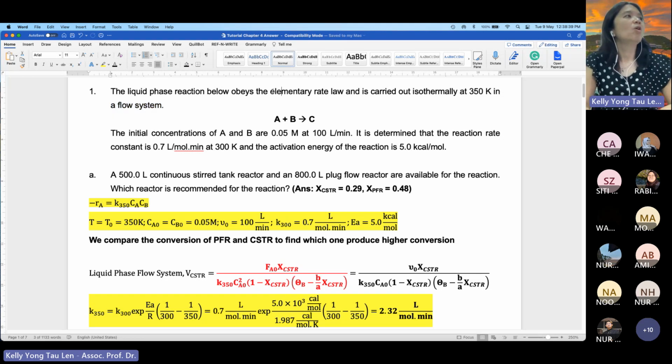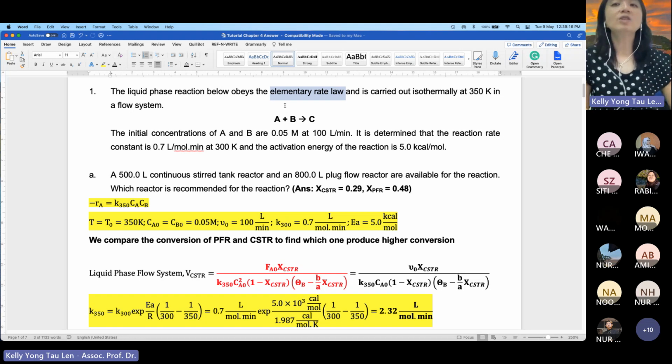Okay, next it says obeys elementary rate law. So we come back to chapter 2 when we learned about rate law. You know rate law can be elementary or non-elementary. If non-elementary, the reaction order information will be given to you. For example, it will say the reaction is first order with respect to A. Okay, so that means minus rA equals kCA or something like that. Meaning, if non-elementary, the reaction order no longer follows the stoichiometric coefficient. So the information has to be given to you.